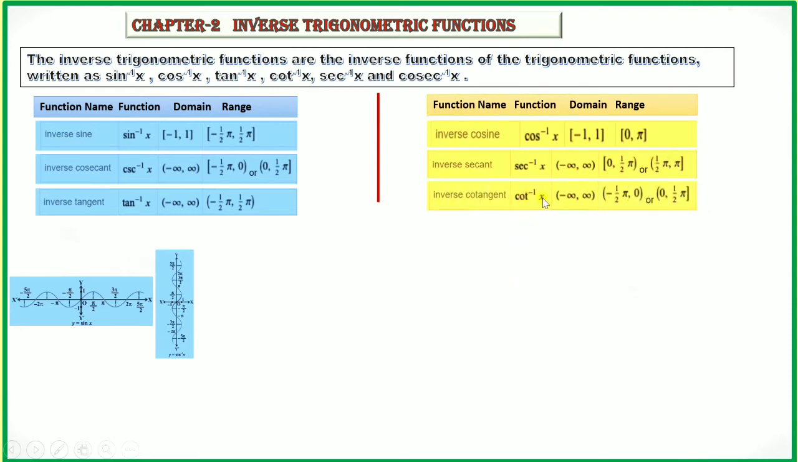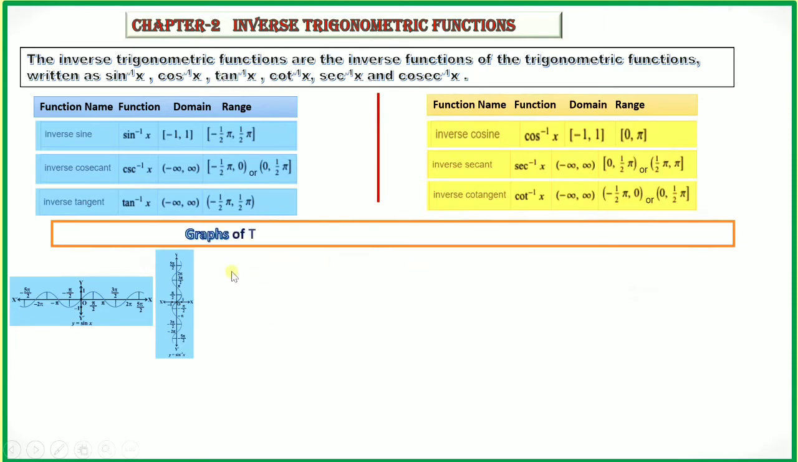The last one is cot inverse x. Like tan inverse, its domain is -infinite to plus infinite, and the range is -pi/2 to 0 and 0 to pi/2. In the tan inverse case the range is -pi/2 to plus pi/2, but in this case it is -pi/2 to 0 and 0 to pi/2. Same thing, because tan 90 gives you an infinite value, so similarly cot inverse at that time will give you 0.